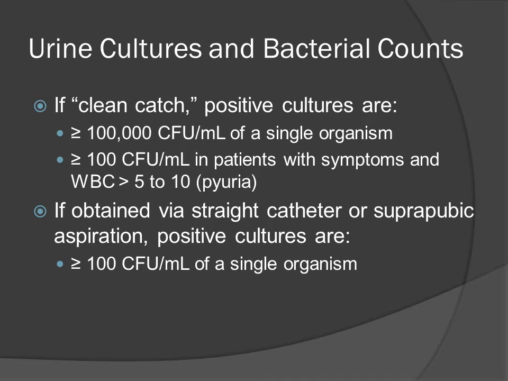So for bacterial counts and determining whether or not something is positive, if somebody used the clean catch method, those positive cultures are typically greater than or equal to 100,000 colony-forming units per milliliter of a single organism, or greater than or equal to 100 colony-forming units per mil in patients with symptoms, and white blood cells greater than 5 to 10 in their urinalysis. If the sample was obtained via straight catheter or suprapubic aspiration, positive cultures are greater than or equal to 100 colony-forming units of a single organism.